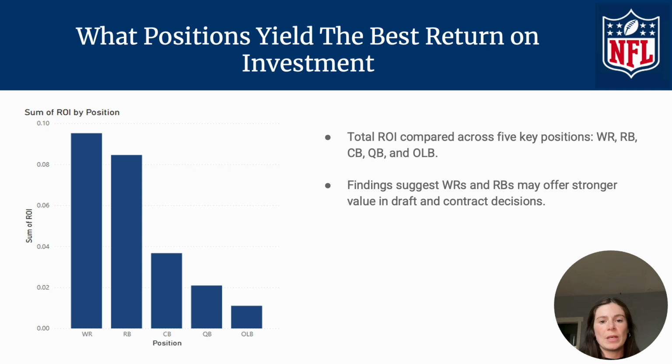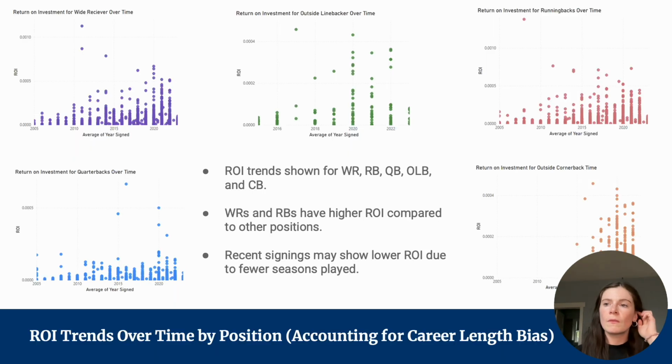The data that we collected and filtered through showed that wide receivers and running backs tend to have the highest return on investment per player, while quarterbacks and outside linebackers have the lowest relative to their draft and salary cost, which was particularly interesting considering you often think of quarterbacks as kind of the star of the show in football. I constructed the following charts to show the different trends between the positions that we had evaluated.